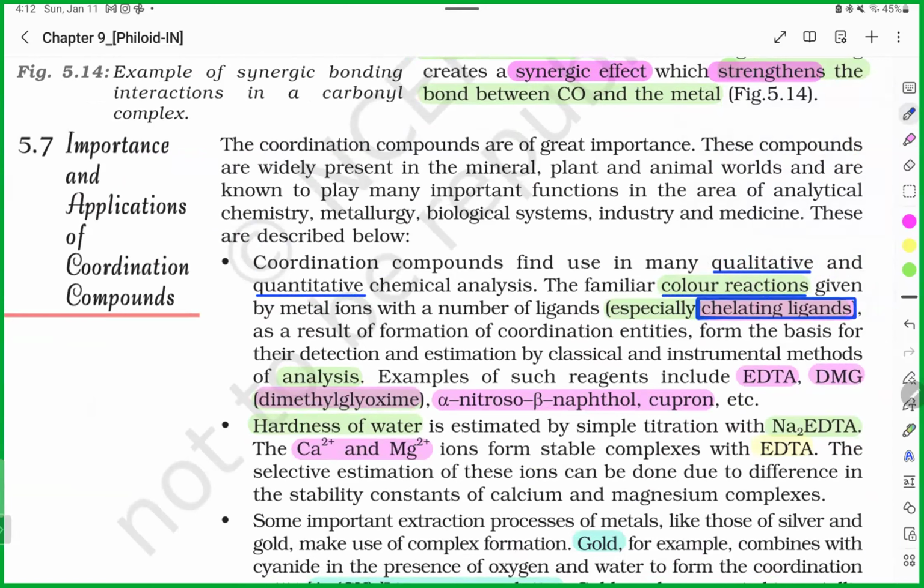For example, en can also form a chelating agent. So you can estimate many things. For example, EDTA has a chelating effect. Dimethyl glyoxime has a chelating effect. Alpha nitroso beta naphthol has a chelating effect. Cupron has a chelating effect. I want to show you dimethyl glyoxime.